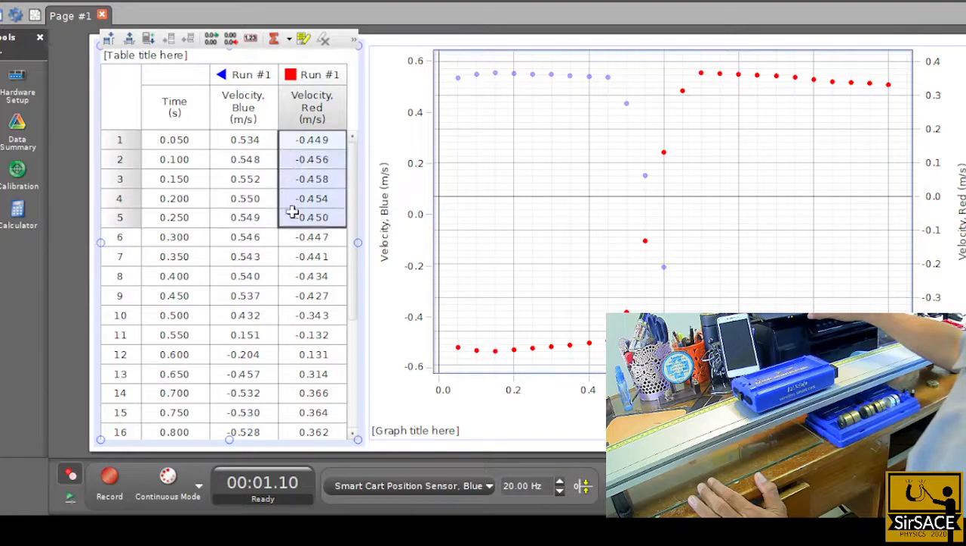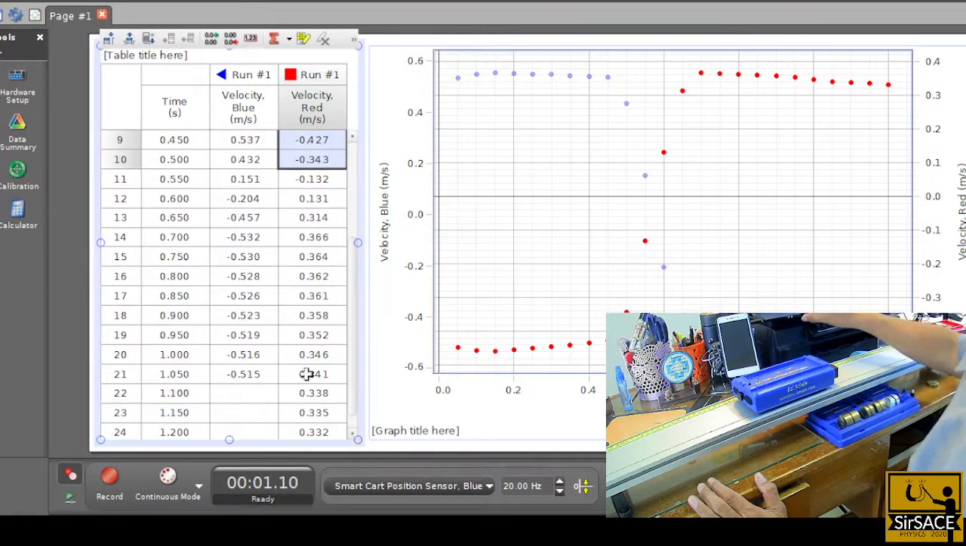Column, we have here the velocities for the red. So take the average of that. Remember, it's negative because it's initial. Now for the final velocities of the two carts. So you can start here.